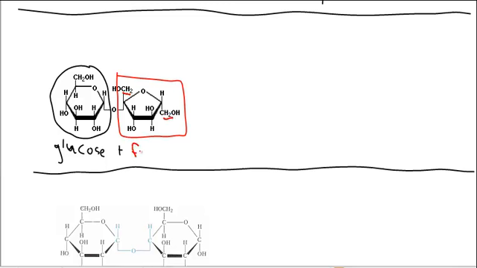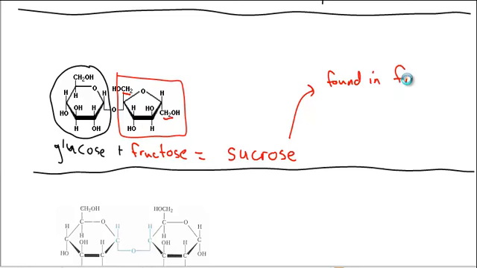was fructose. And when you join those 2 together, we get a sugar that many of us are fond of, and it's why we enjoy eating fruit, sucrose. So this is found in fruit. Gives it its nice sweet taste.